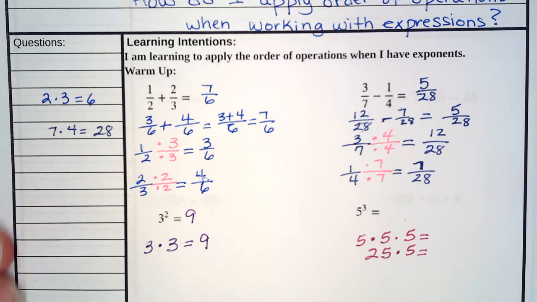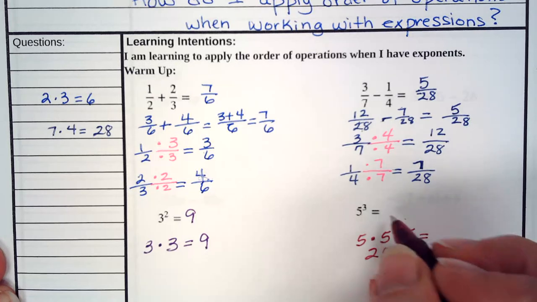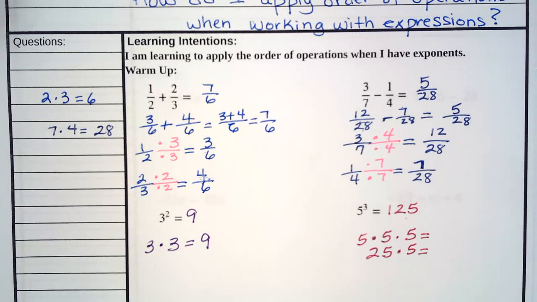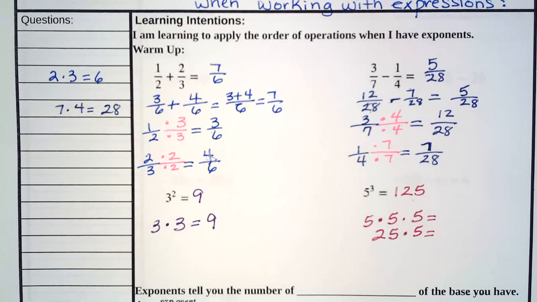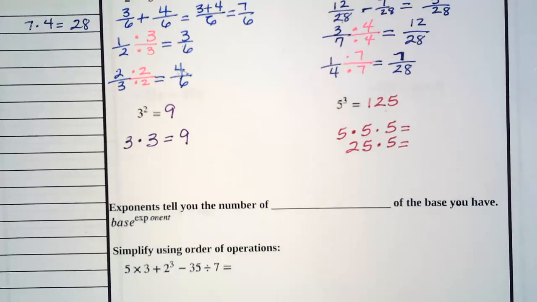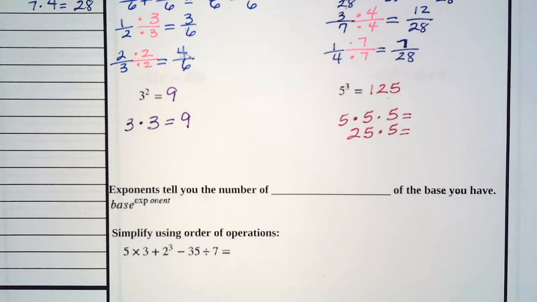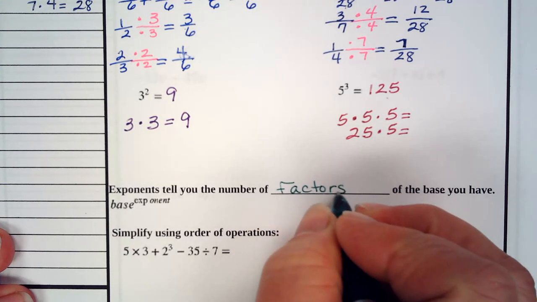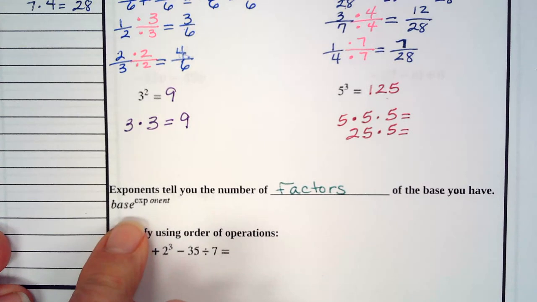Okay, change it into money. It makes it easier. I've got 5 quarters. How much money do I have? $1.25. Okay, so when we're looking at exponents and we're getting ready to work with them more, the exponent tells you the number of what of the base that you have. If you said factors of the base that you have, so this is your base raised to your exponent.